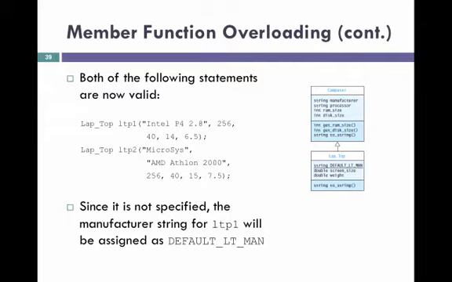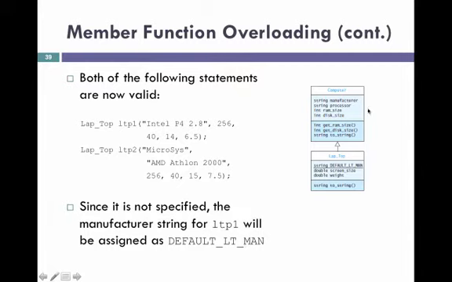So now both of the following statements are valid. Here are two calls where we define two variables of type laptop. In one case we have 5 parameters for the constructor, and in the other we have 6. That's because we have overloaded the constructor in class laptop. And in the first case with only 5 parameters, if we don't specify the manufacturer, it'll get assigned the default manufacturer.